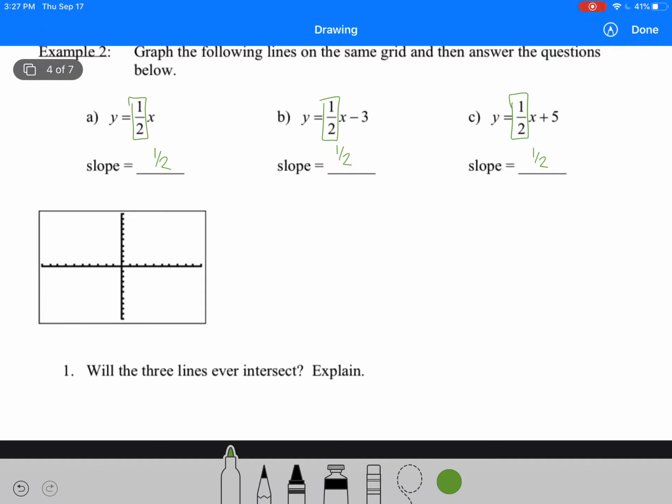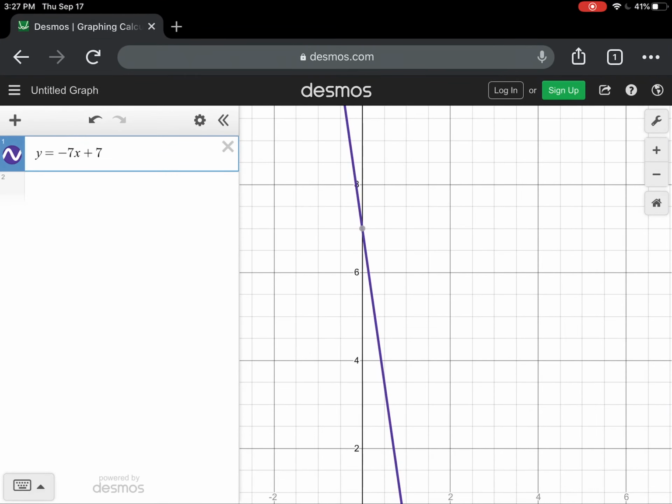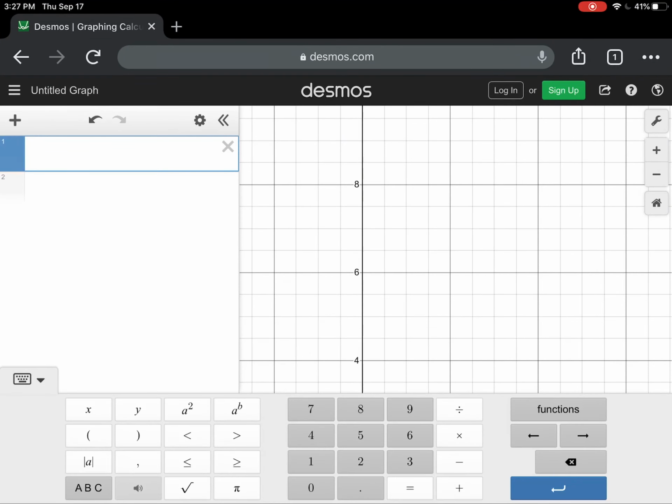So I've identified the slopes are all the same on all of these. The only thing that's different is our y-intercept. We can see that this one only has +0, so it's going to have a y-intercept of 0. The next one's going to have a y-intercept of -3, sorry. And the last one will have a y-intercept of +5. All right. And I'm going to graph them. I think we're all going to know what they look like because we've done lots of practice with this yesterday.